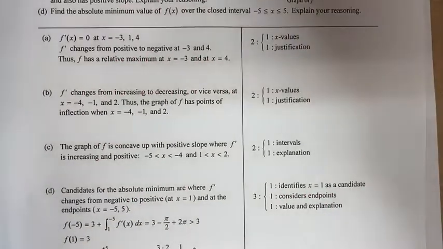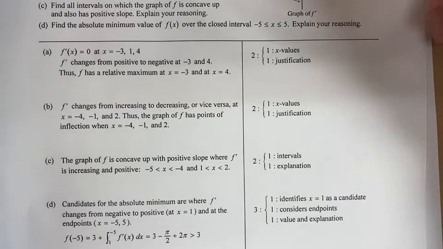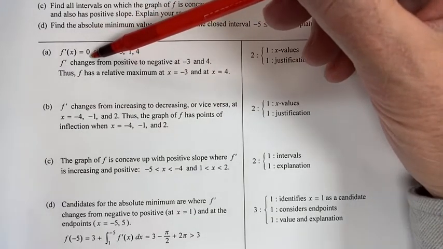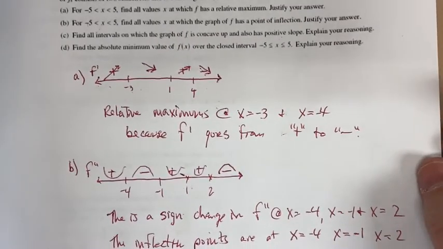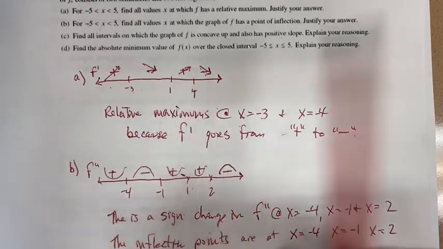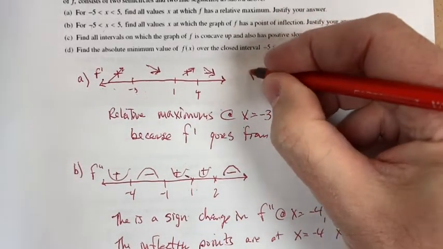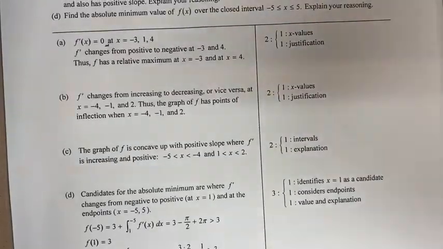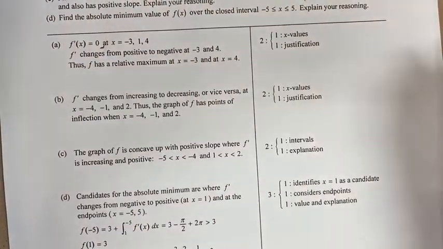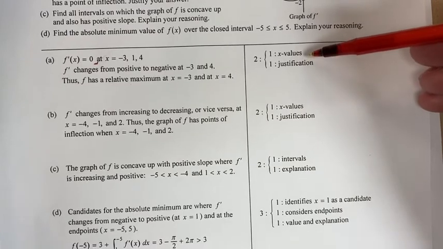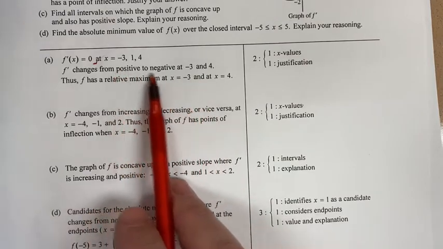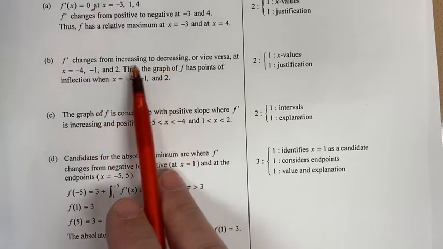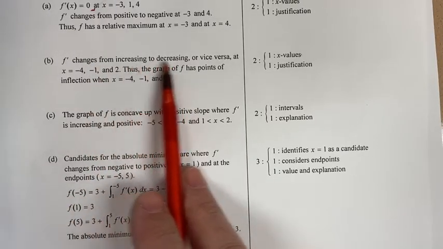Okay, here are the scoring guidelines. Sets f prime equal to 0. I didn't show that work, right? But these are the zeros of f prime. So I probably should have said f prime equals 0. But anyway, the points we definitely got, the x values and the justification. And the justification, remember, changes from positive to negative, right? You have to state that, right? Inflection point, it changes from increasing to decreasing or vice versa.